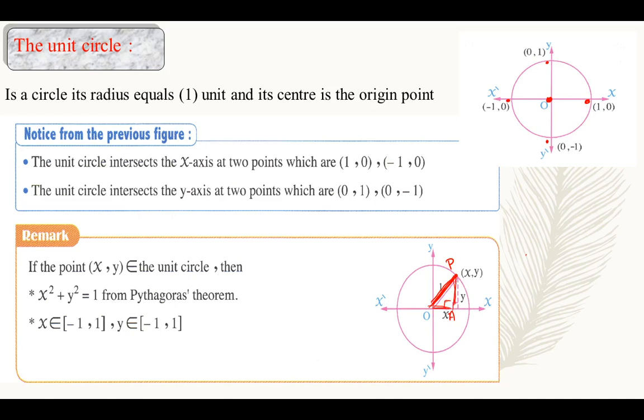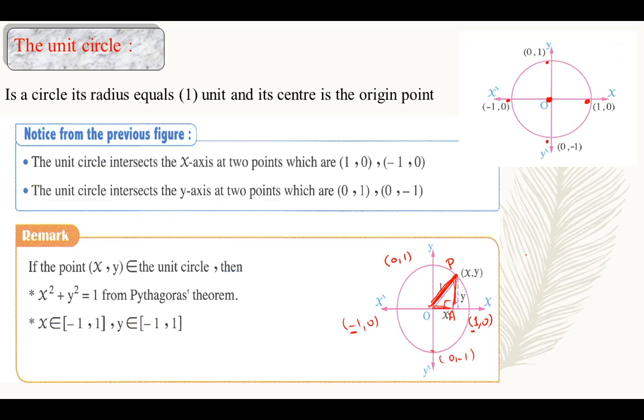You can see that x belongs to the interval from -1 to 1, and also y belongs to the interval from -1 to 1. From the unit circle, one point is (1, 0) and the other is (-1, 0), so x belongs to the interval from -1 to 1. And what about y? Here the point of intersection is (0, 1), and here it is (0, -1). So the largest value of y is 1 and the smallest value of y is -1. So x belongs to the interval [-1, 1], and y belongs to the interval [-1, 1].